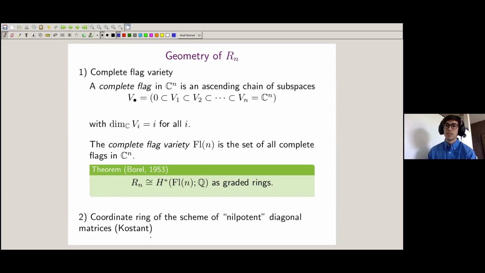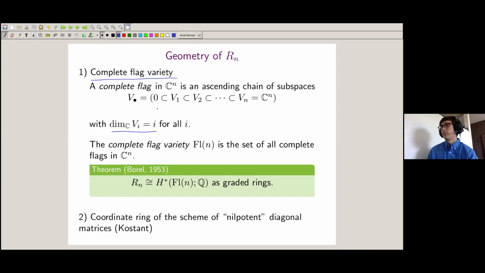And it also has some nice connections to geometry. Maybe better known is the first way, as the cohomology of the complete flag variety. So we'll say that a complete flag in this vector space C^n is just an ascending chain of subspaces of that vector space C^n. So V dot is this sequence of V_i's, where V_i is a subspace, where the dimension of the ith vector subspace is i.